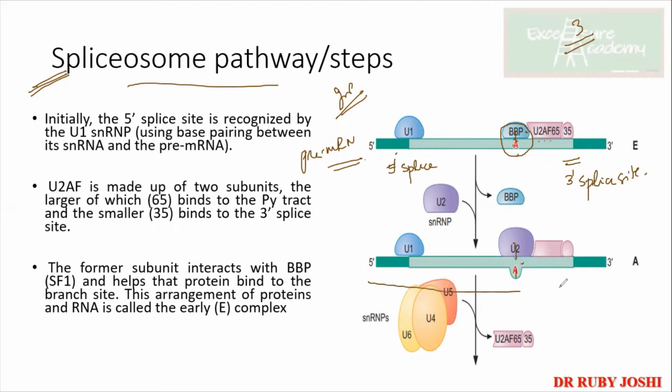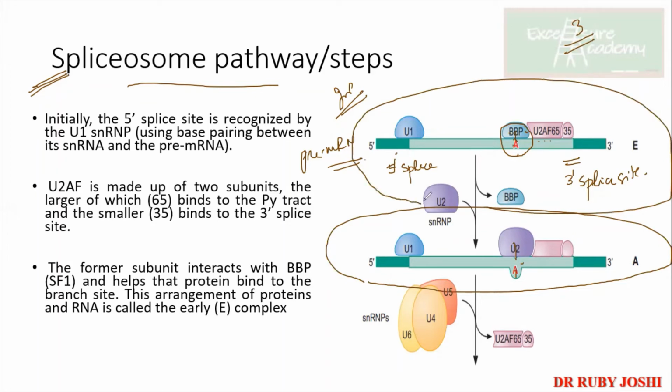Clear? Now this is called, oh sorry, I need to mention this first. This complex formed, that is the recognition step of the first spliceosome machinery, is known as the early complex. So it is E. Okay. So how many proteins are involved in E? Your pre-mRNA, U1, BBP and U2AF65 and 35. Okay. Now this is important guys, what is present in the E complex. Now what is present in the A complex? Nothing more. Just replacing BBP, we have U2. This is your A complex. Clear? Shall I proceed further?